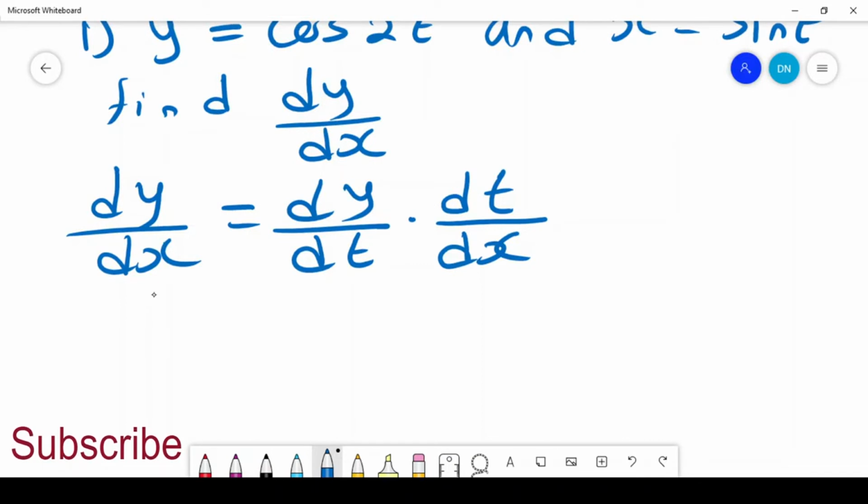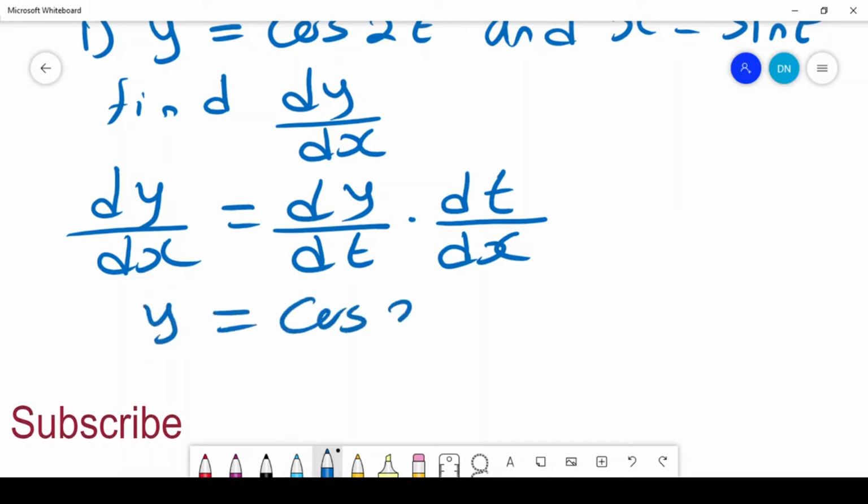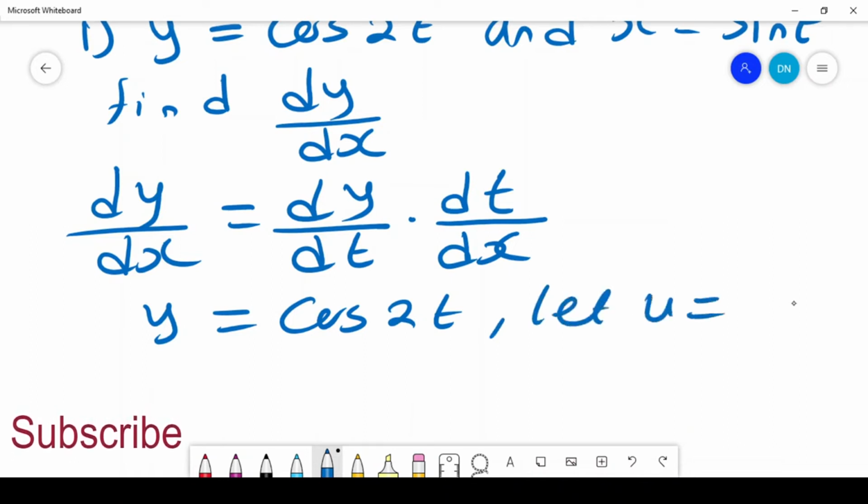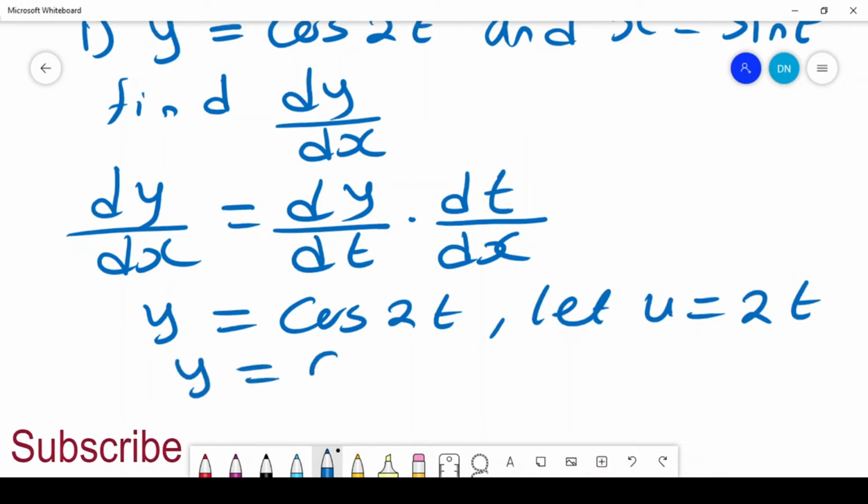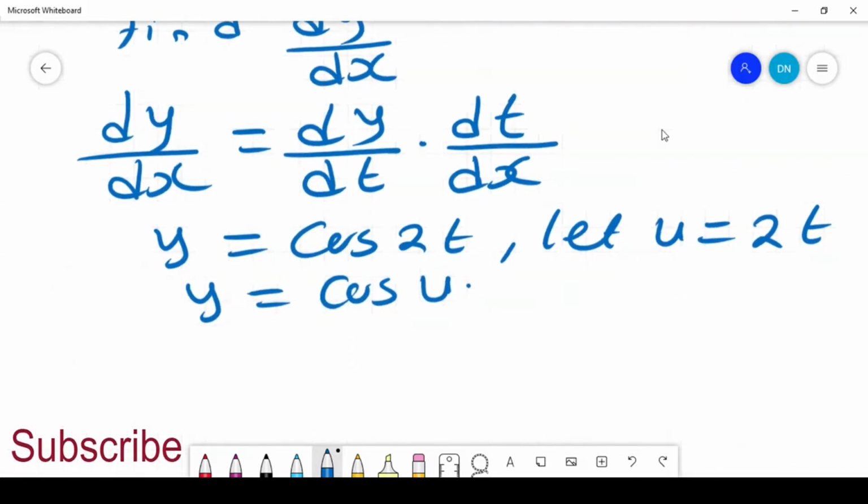We see y equals cos 2t. So what I'm going to do is I'll say y equals cos 2t. If I let u equal 2t, then y becomes cos u. Now, what am I interested in? I'm interested in finding dy/dt.